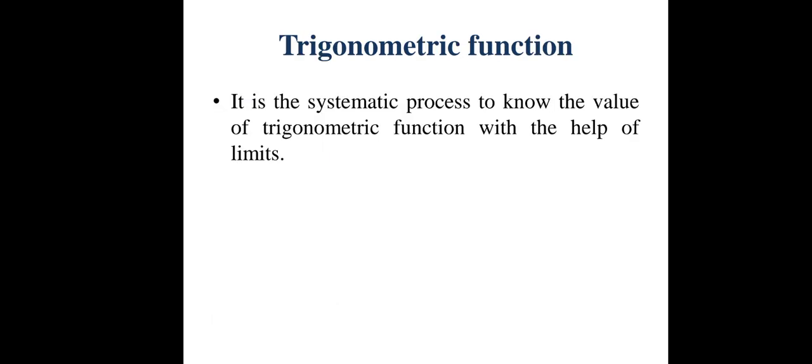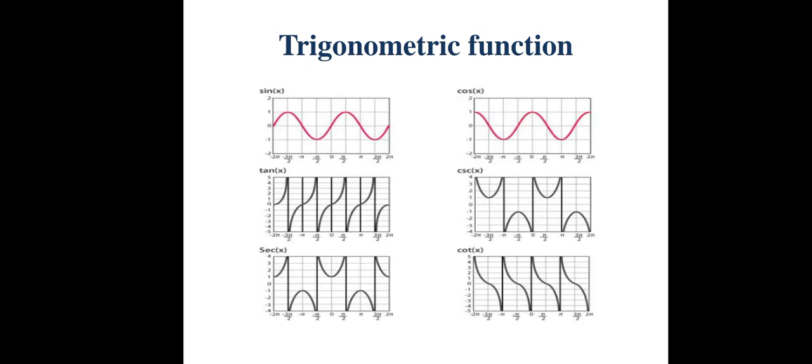What is a trigonometric function? It is the systematic process to find the value of trigonometric functions with the help of limits. These are the standard waveforms of the trigonometric functions, which we use day by day. Sin x is alternating, cos x has its waveform, and so do tan x, cosec x, sec x and cot x. We just differentiate all the waveforms here.